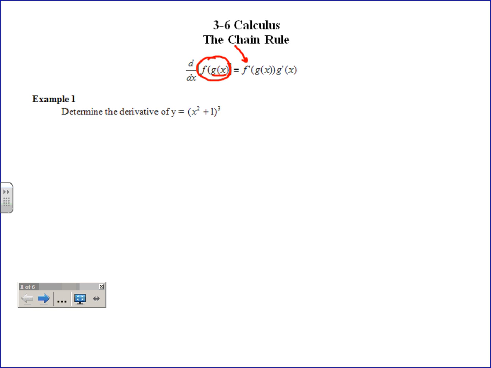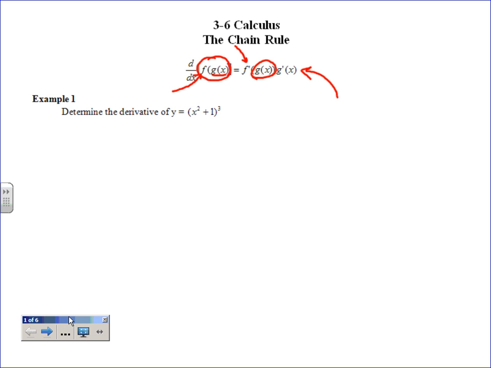take the derivative of the outside function. You see what I mean by outside function, kind of that one? And then, am I doing anything to g of x at that point? You just write it down. And then you turn around and do what to g of x? Take the derivative. Okay.